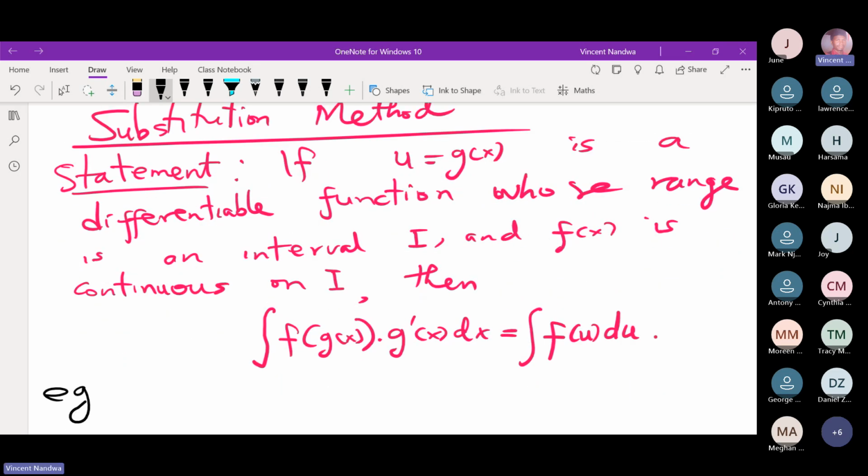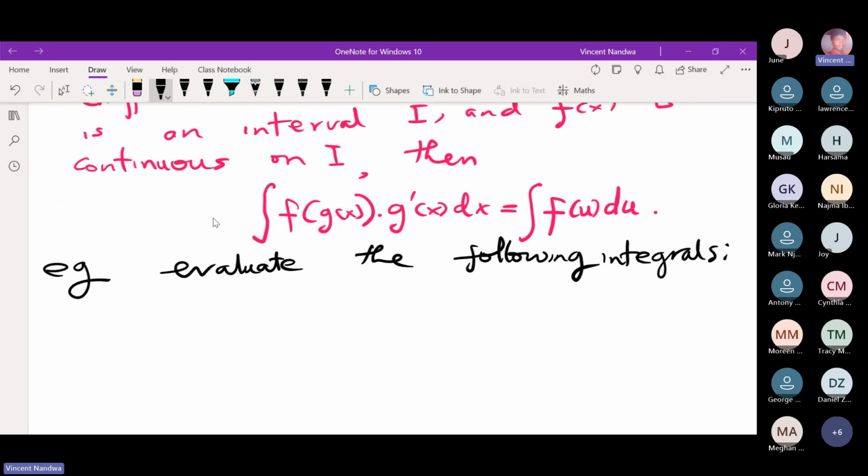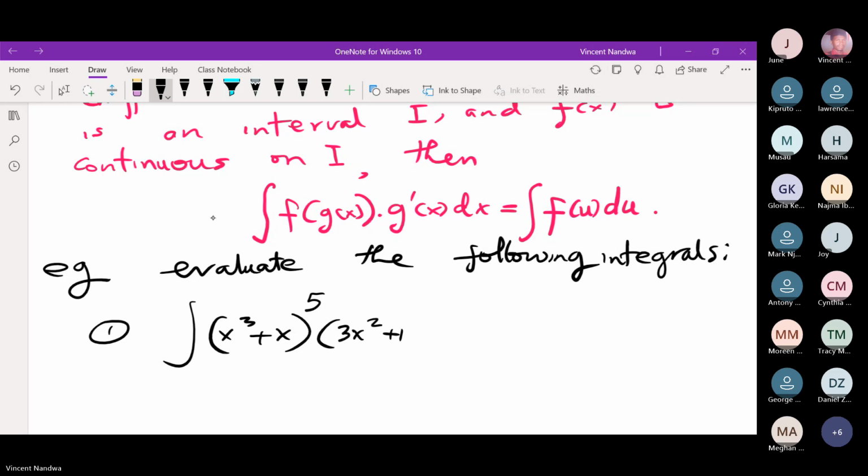So for example, evaluate the following integrals. The first one is the integral of x cubed plus x power 5 into 3x squared plus 1 dx.